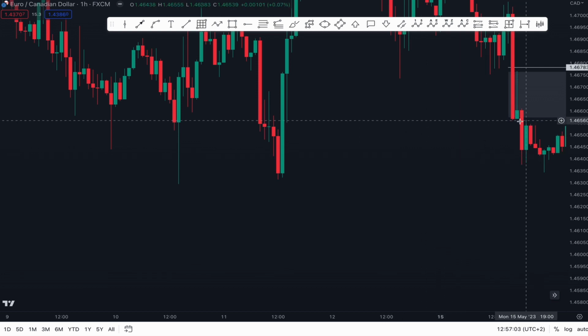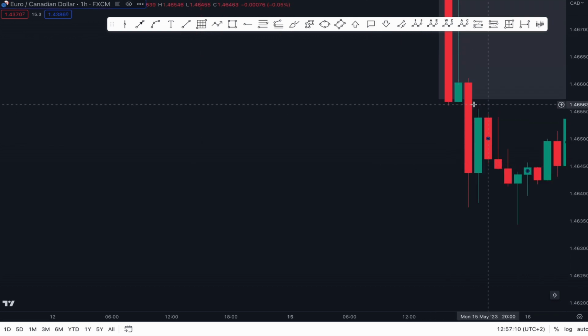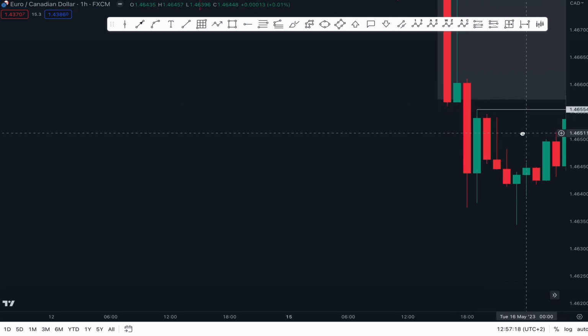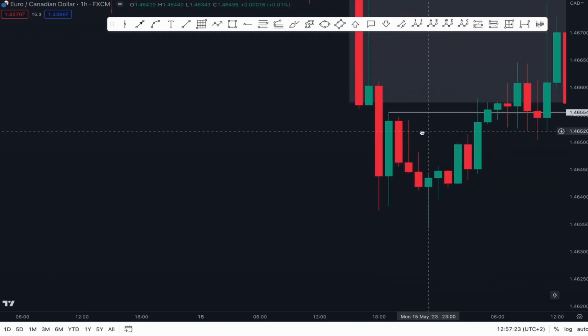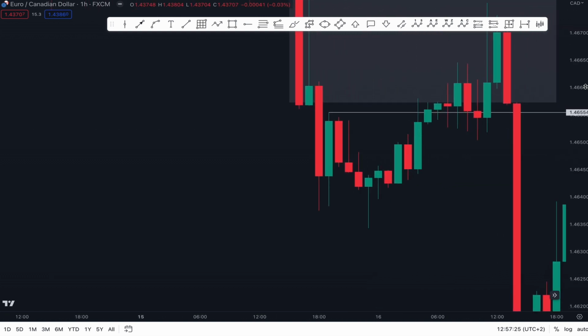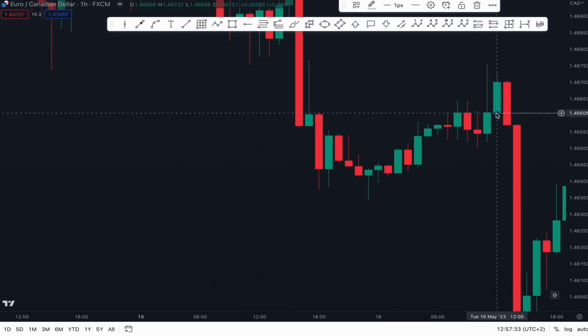You can see that we have an imbalance here. Let me zoom in. We have an imbalance here. So that means you will wait for the market to come and trade above this imbalance before taking any sell positions. Maybe you can enter with this candlestick, but you'll be in a loss for a couple of minutes, and then boom, the market dropped lower. So even if you missed this one here, you can still enter the other one around here.